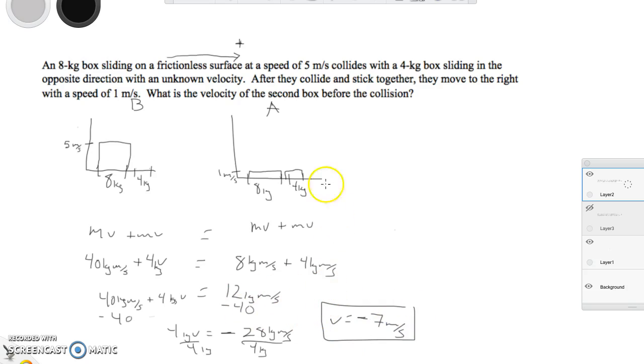So what this tells us is that this 4 kilogram box, while this one was moving 5 meters per second to the right, was moving 7 meters per second to the left.